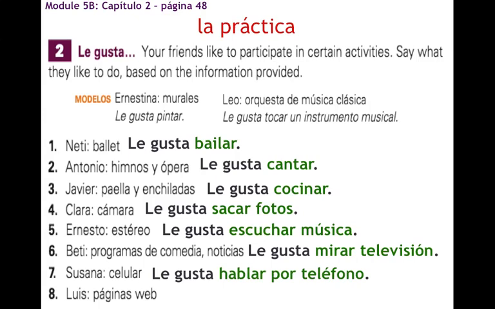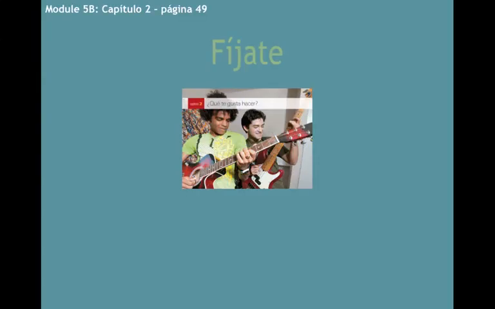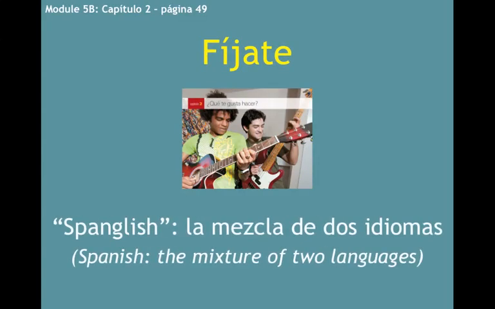And Luis is always working with his páginas web. Le gusta navegar por internet. Moving on, fíjate. Pay attention to Spanglish, la mezcla de dos idiomas. Spanish, the mixture of two languages.